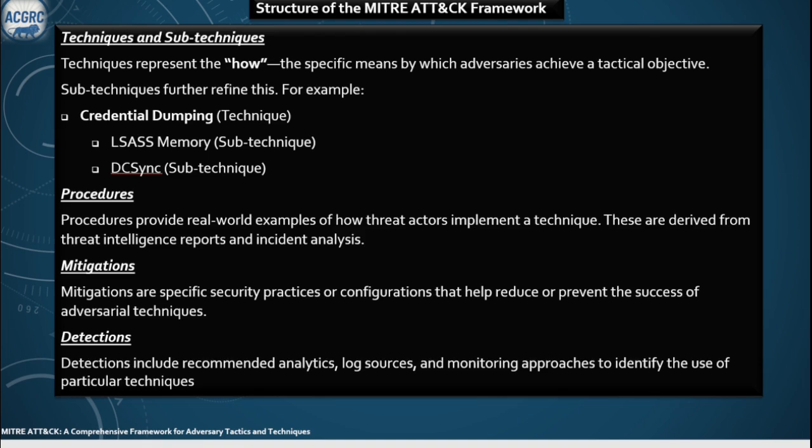Procedures provide real-world examples of how threat actors implement a technique. They are derived from threat intelligence reports and incident analysis. The mitigation aspects are specific security practices or configurations that help reduce or prevent the success of adversarial techniques. The detection aspects include recommended analytics, log sources, and monitoring approaches to identify the use of a particular technique.